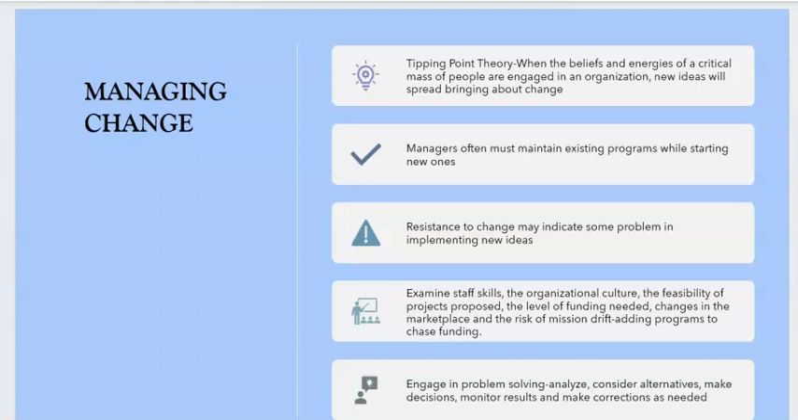Have we added new programs in order to secure funding, but those programs do not necessarily fit the mission of the organization? This is one key factor in why some nonprofits fail, because they engaged in mission drift. Another way to manage change is to engage in problem solving, which would be to analyze, consider alternatives, make decisions, monitor the results, and make corrections as needed.